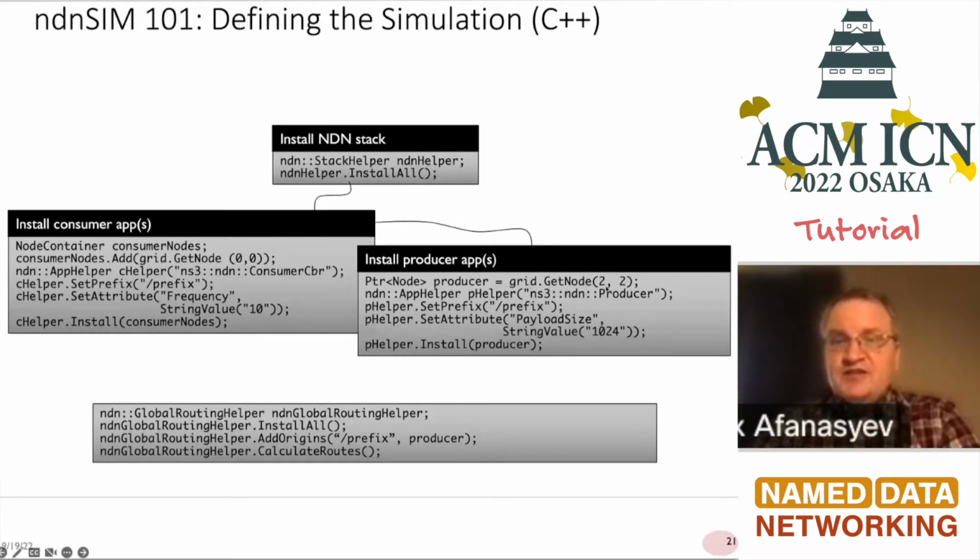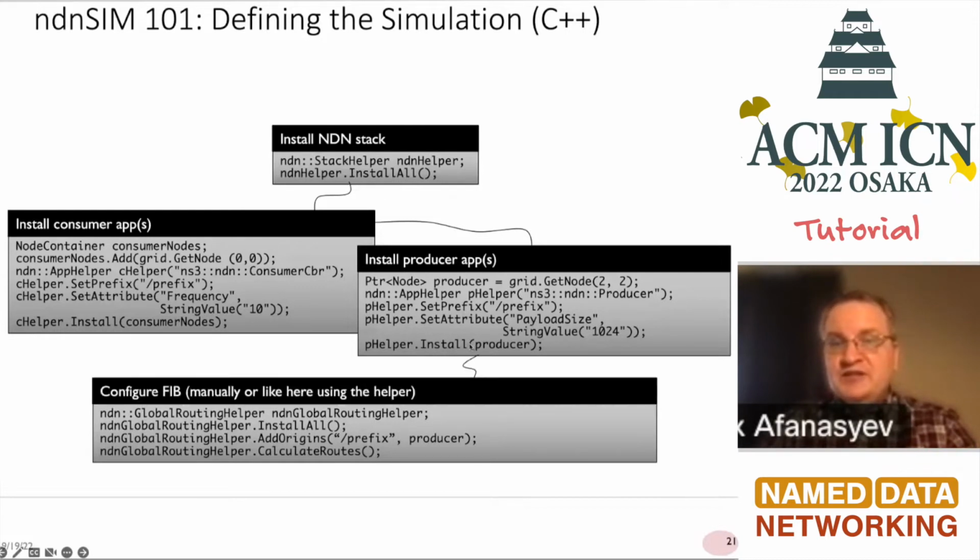I think in this case, I even simplified the process. I just got the node, like 2.2, from the grid, created another application helper using the producer, and configured this producer to create the responses with a packet size of 1,000 bytes, and installed the application on the producer. And that's basically it for the process.